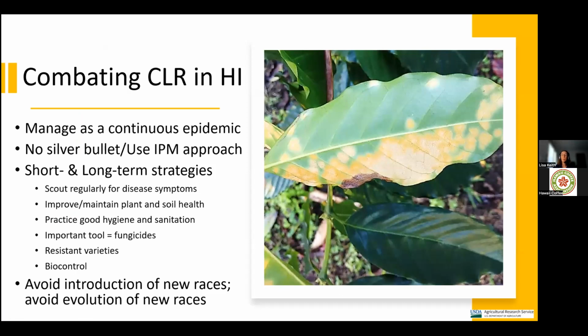It is a continuous epidemic. You have to manage it accordingly. There is no one silver bullet approach. It definitely is integrated pest management. There are short-term studies and long-term strategies. We know what race we have, race 24. We don't want to have new races evolve here or have new introduction of races. So it's very important to do all that we can do to manage.